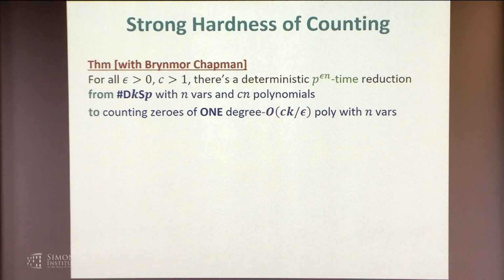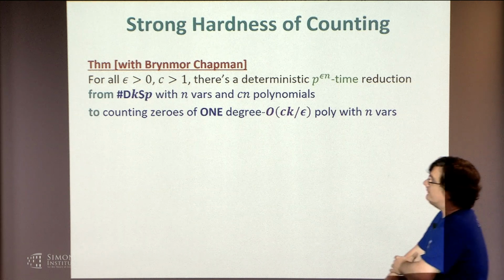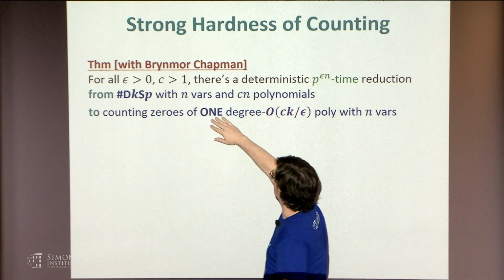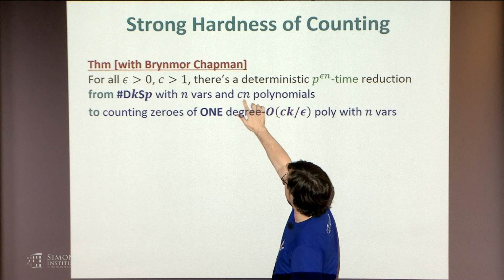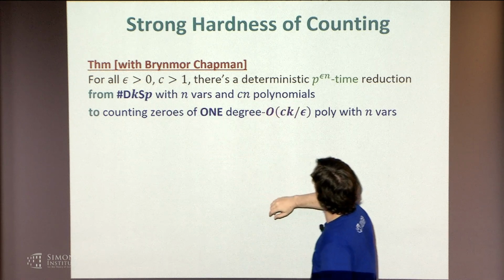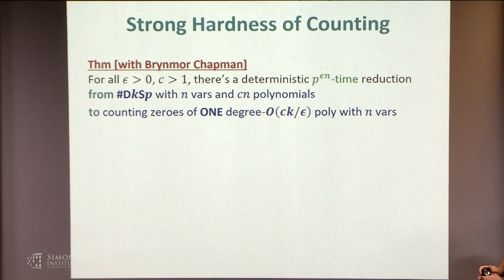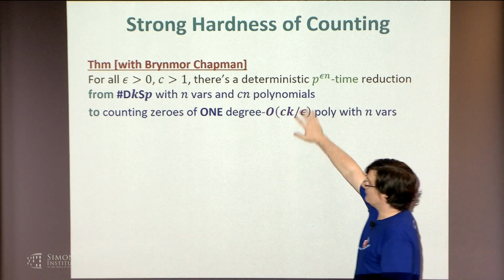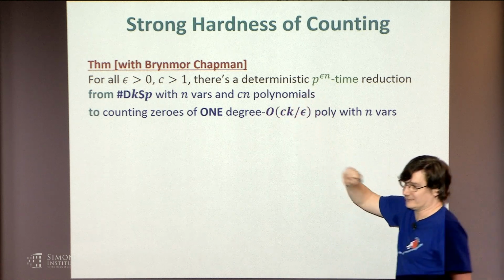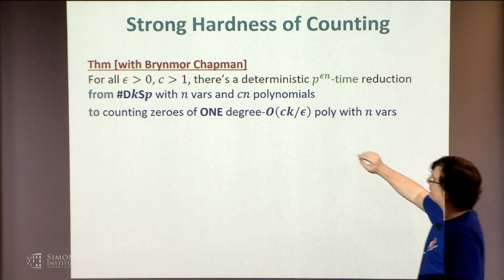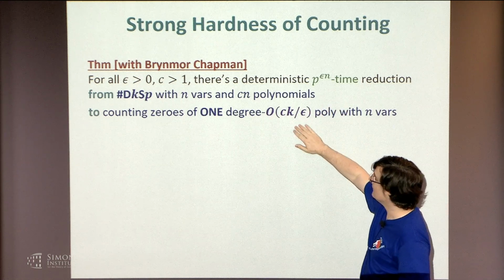So building on some work that I had earlier this year, this is a theorem with Bryn Moore Chapman, we can prove a rather strong hardness result. For all epsilon greater than 0 and c greater than 1, we're going to look at systems of Cn polynomials on n variables. We're going to have a deterministic sub-exponential time reduction, so p to the epsilon n time, from the counting problem on Cn polynomials to counting the zeros of one polynomial, whose degree has increased slightly.